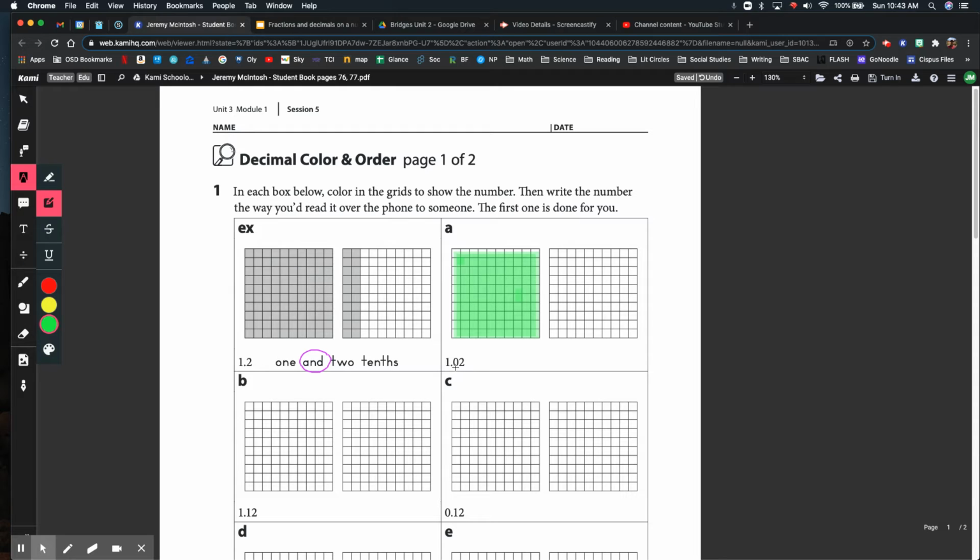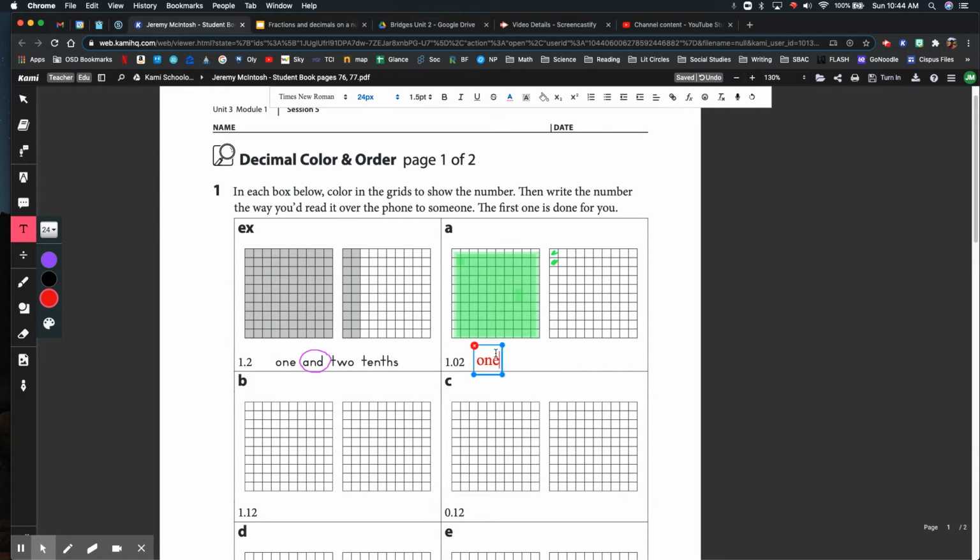And now we have 0/10, and then the next place value over is 2 hundredths. So there's 100 little squares. So 2 hundredths would be just 2 little squares. So we have 1, 2. And the way we say this is 1. Let me get my text here.